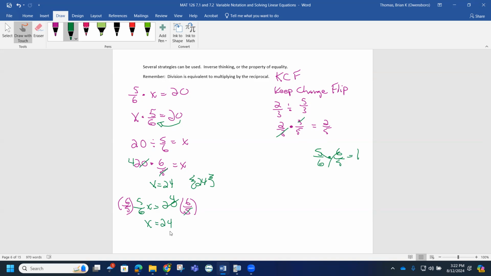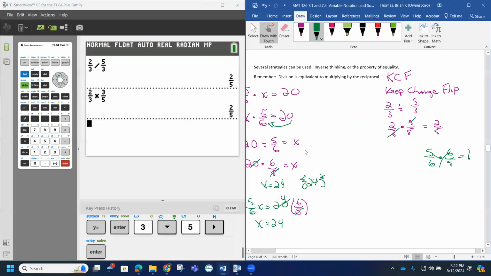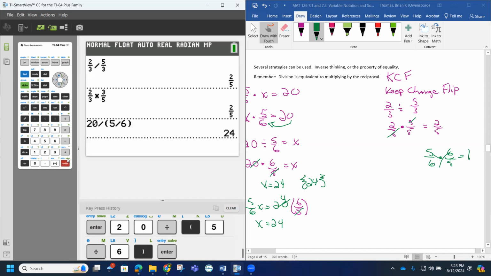Okay. Again, you could have used a calculator if you wanted to. You could have typed in 20 divided by 5/6 if you wanted to. 20 divided by, and you can use parentheses as well. In parentheses, 5 divided by 6, if you don't want to try to use all that fraction button stuff. And that should give me the answer of 24. So you can also use your calculator to get that result.